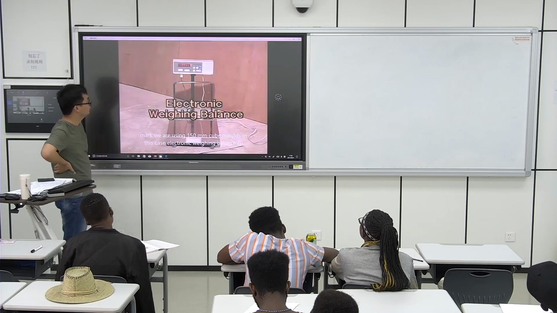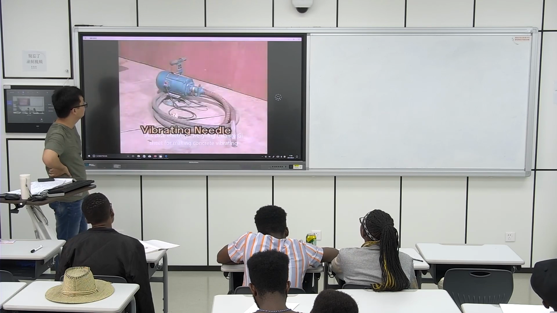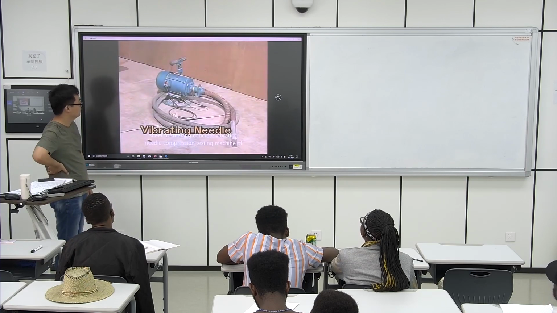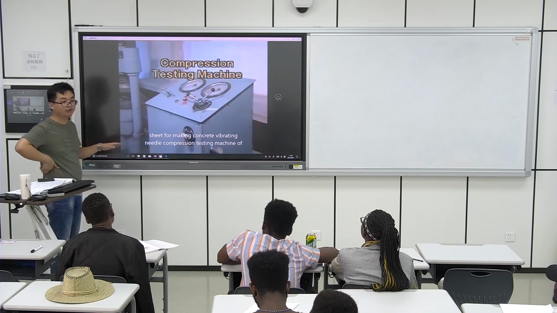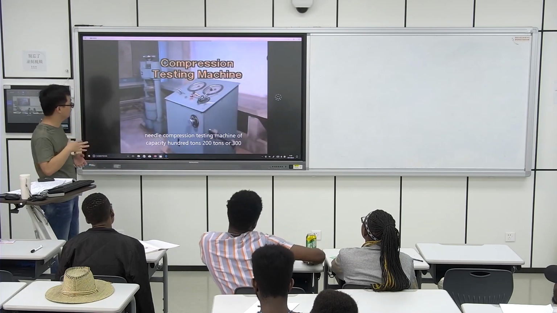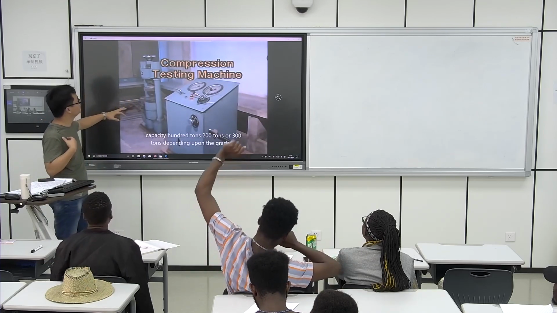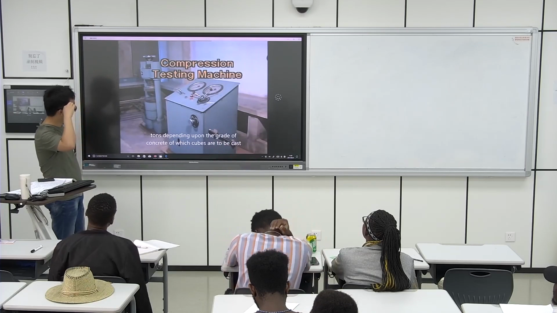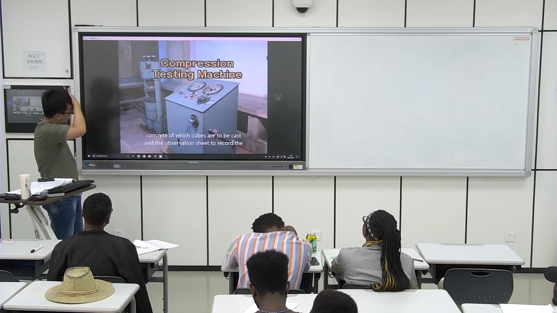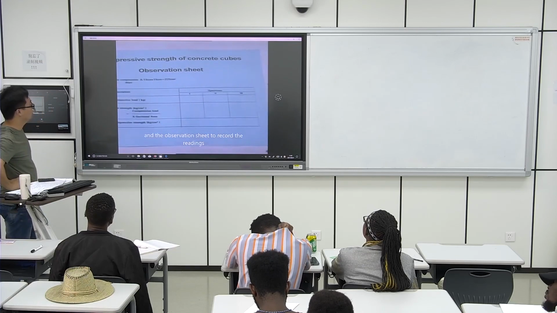Electronic weighing balance, GI sheet for making concrete, vibrating needle, compression testing machine of capacity 100 tons, 200 tons or 300 tons depending upon the weight of concrete of which cubes are to be cast, and the observation sheet to record the readings.